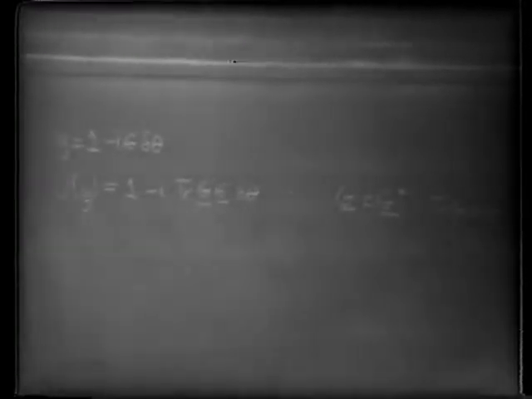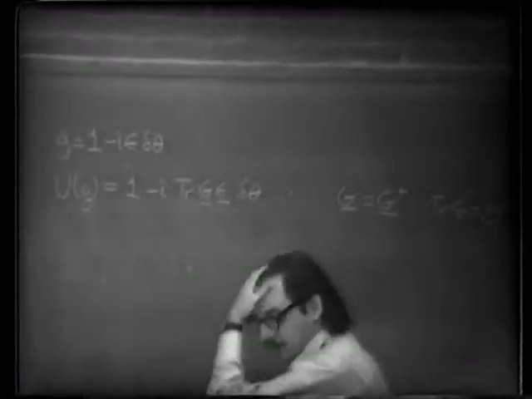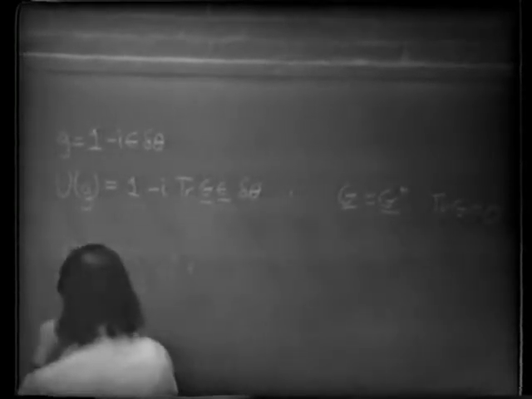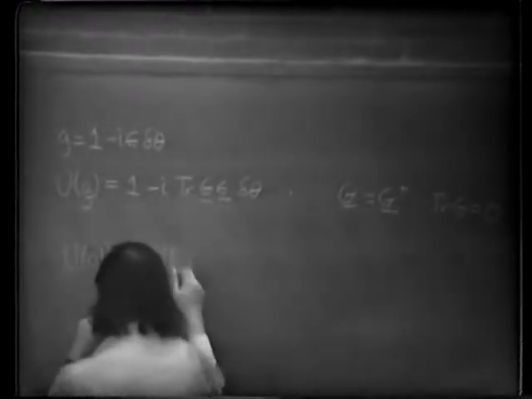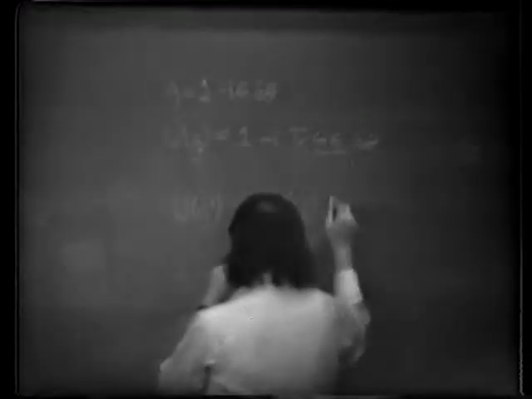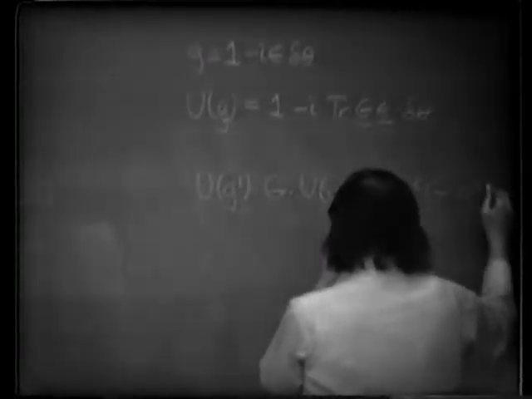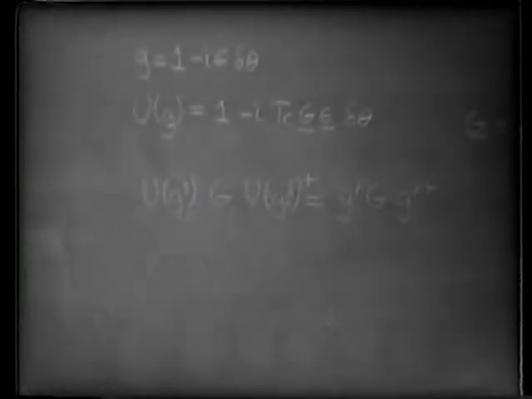Just as from this we deduce that I transforms like a vector, so we deduce here that G is a 3x3 matrix of operators that transforms like an octet. To wit, if I have some other thing, U of G prime, capital G, U of G prime adjoint, this is G prime adjoint, where G prime is some element of SU3.